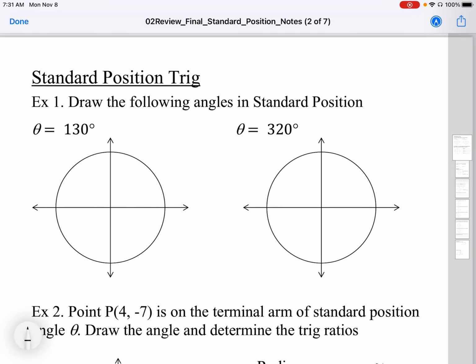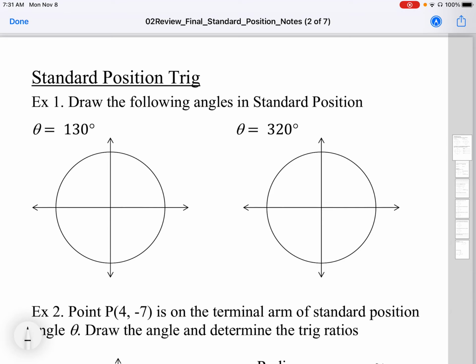When we talk about standard position trig, we really want to focus on the location, either location by angle, the angle description, or location by position, an XY coordinate. So we have 130 degrees here, and we want to draw this in standard position.